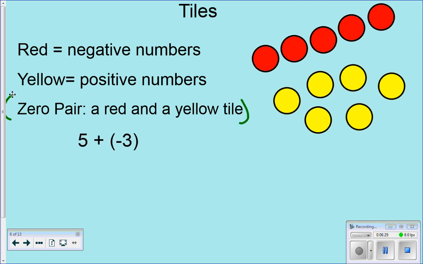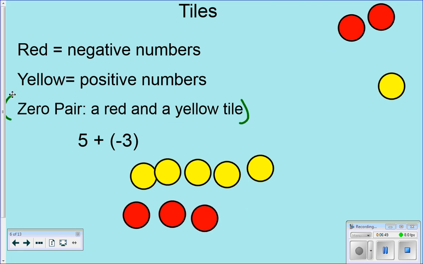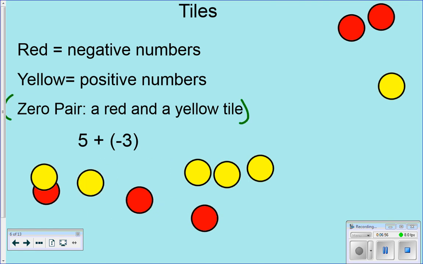So this is my problem, 5 plus negative 3. So how many yellow ones should I have? 5. My 5 yellow ones. 1, 2, 3, 4, 5. Okay, and then how many red ones should I have? Okay, so I'm going to add 3 red. 1, 2, 3. Okay, so do you see some zero pairs in here? Here's a zero pair, because remember they cancel. Here's a zero pair, they cancel. Here's a zero pair, they cancel. What do I have left? 2 yellows.